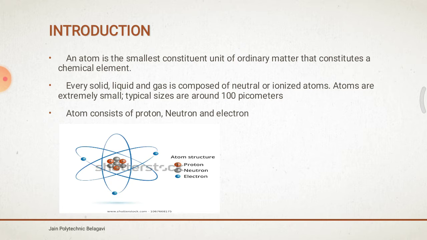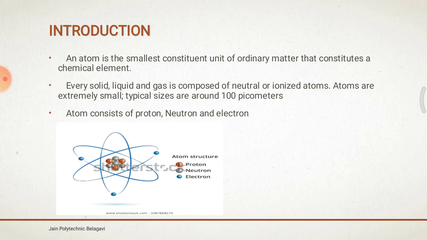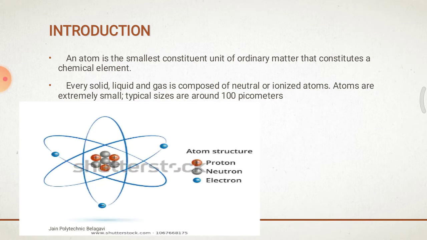So how is the atomic structure? Just see this image. The plus sign indicates a proton. Next is the grey color neutron, which is electrically neutral, and the blue color, negatively charged, are the electrons. All these electrons will be revolving in their respective orbits. Next, the proton and neutron are bound together and form the nucleus.